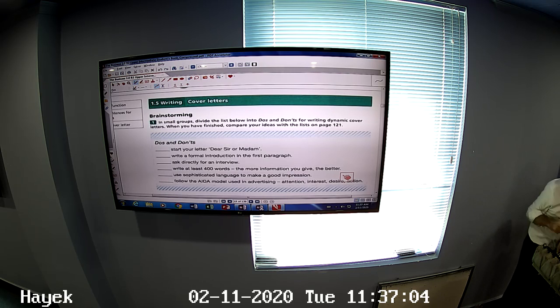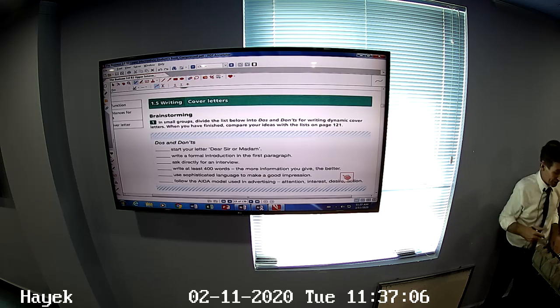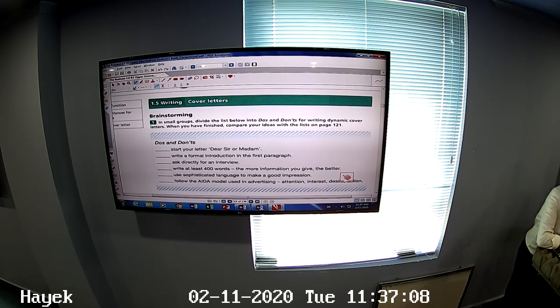Write at least 400 words. The more information you give, the better. It's a lot, 400 words for a cover letter. Use sophisticated language to make a good impression. What's sophisticated? Advanced, complicated, high level, advanced, sophisticated.